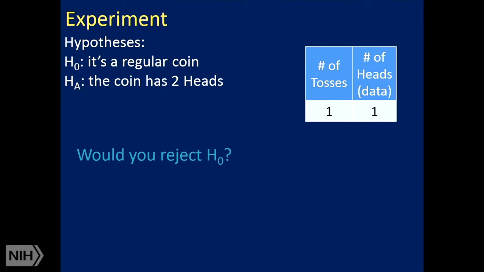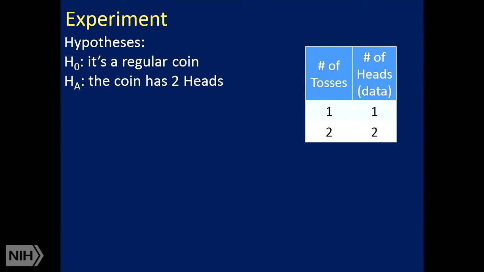So my question is, are you ready with this amount of data to reject H0? In other words, to say, oh yeah, that's the two-headed coin. You got the head, it must be the two-headed coin. Are you ready? Would you say at this point you're ready to make a decision? No. I would think most of you would say, or all of you would say, no, not yet.